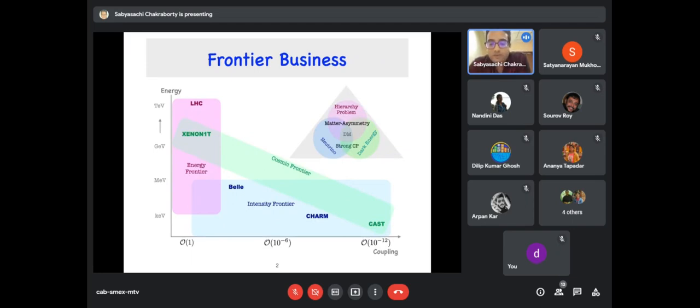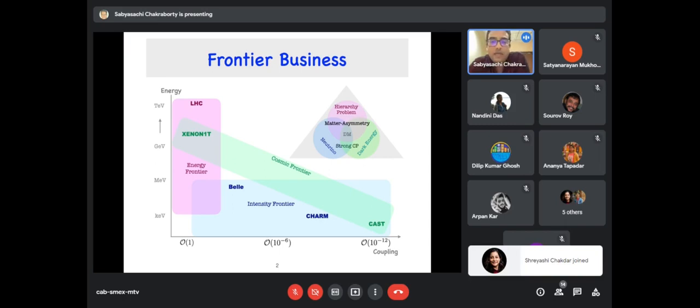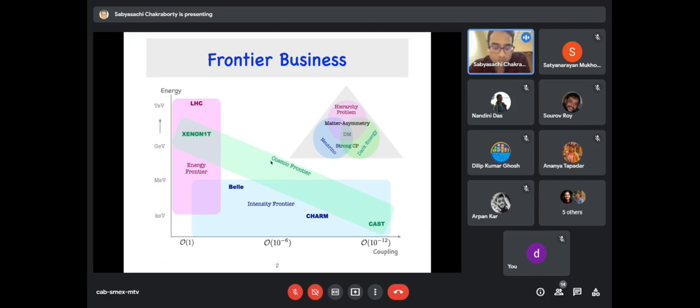Just to give a perspective of what sort of experiments we are using, what parameter space we are probing, and what problems the axion solves, I show this plot to you. This is a very schematic plot to show the present landscape of the experimental frontiers. They can largely be divided into three categories. The cosmic frontier, which uses naturally occurring events in the universe and tries to look for any deviation from the standard model expectation. Mostly it is dedicated to dark matter searches and so on.